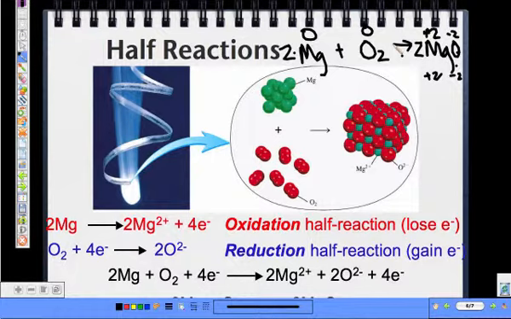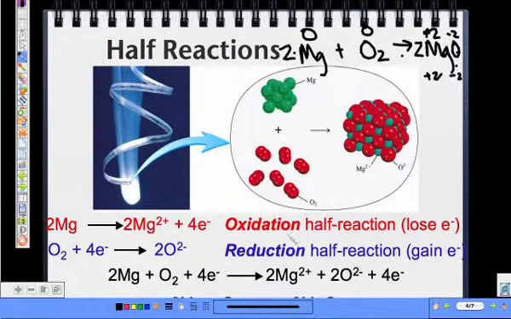So, magnesium is going from 0 to +2. Has the oxidation number gotten bigger or smaller? Bigger, so it has been oxidized. Oxygen's oxidation number has gone down. It's been reduced. The oxidation number is reduced.